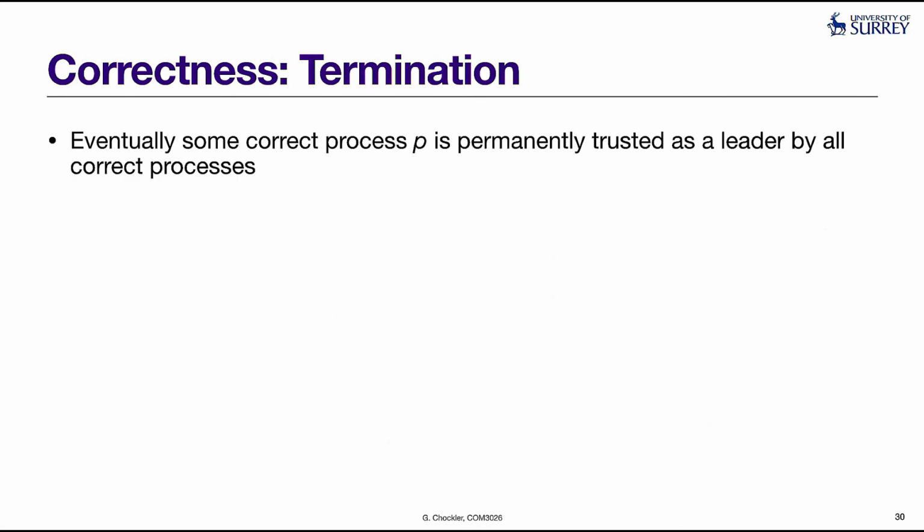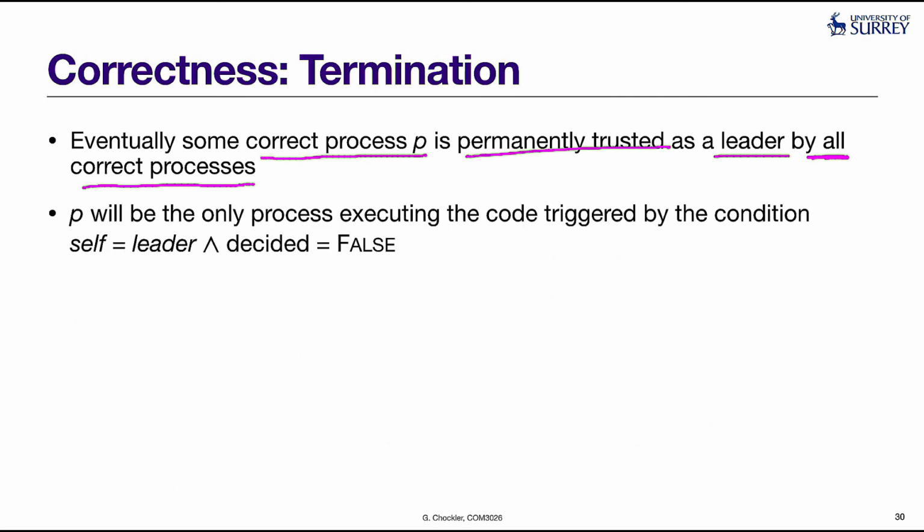So now for termination, we know by the properties of the eventual leader detector that we are using that eventually some correct process P will be permanently trusted as a leader by all correct processes. Okay, so that means that P will be the only process in the system that will be executing the code triggered by this condition, that we have seen in the leader pseudocode.